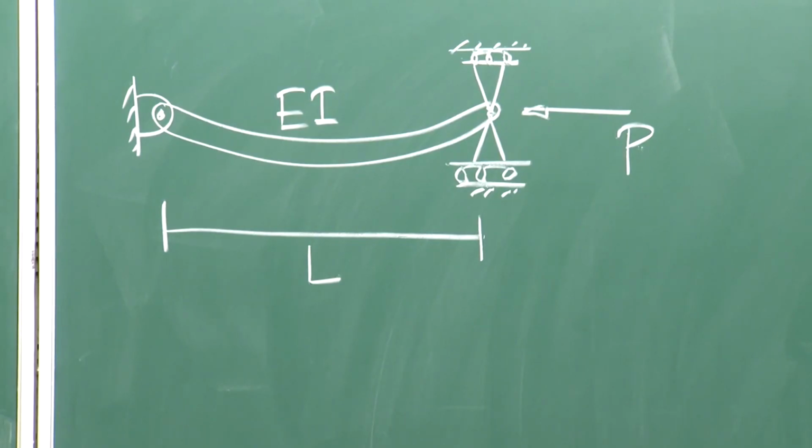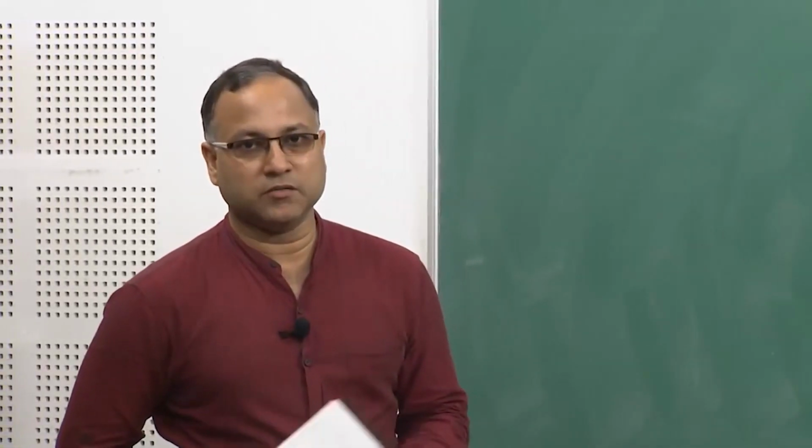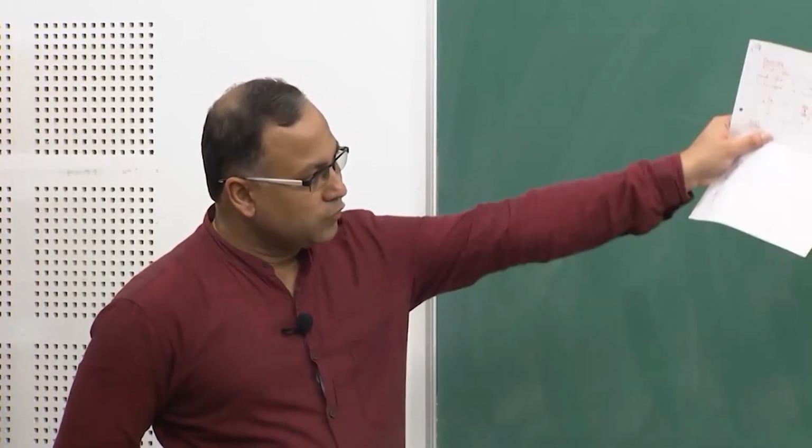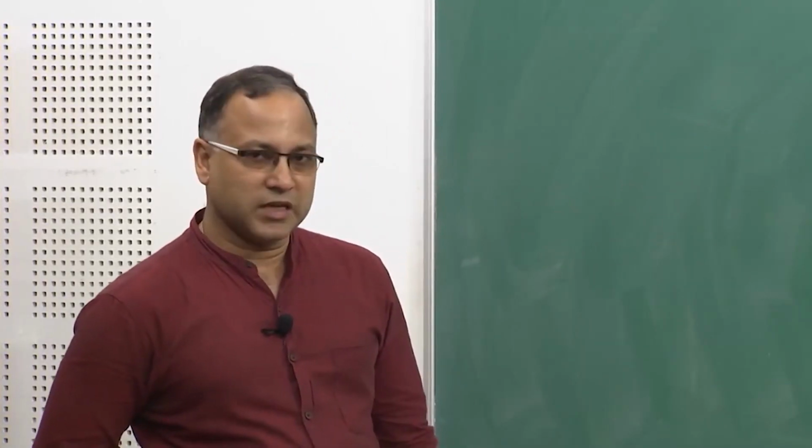Now, we need to find out the critical elastic compressive load, the P critical, for a uniform flexible beam which is hinged at both ends. So, that is the problem. We need to find out P critical, which is compressive in nature.